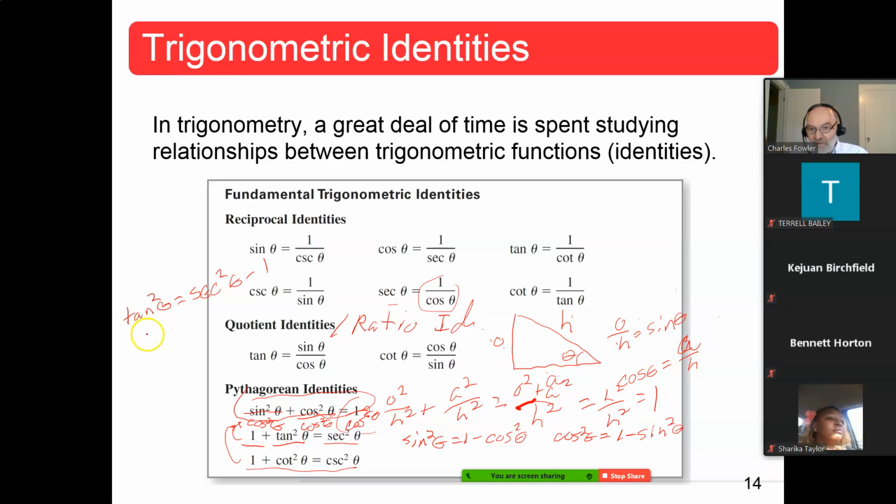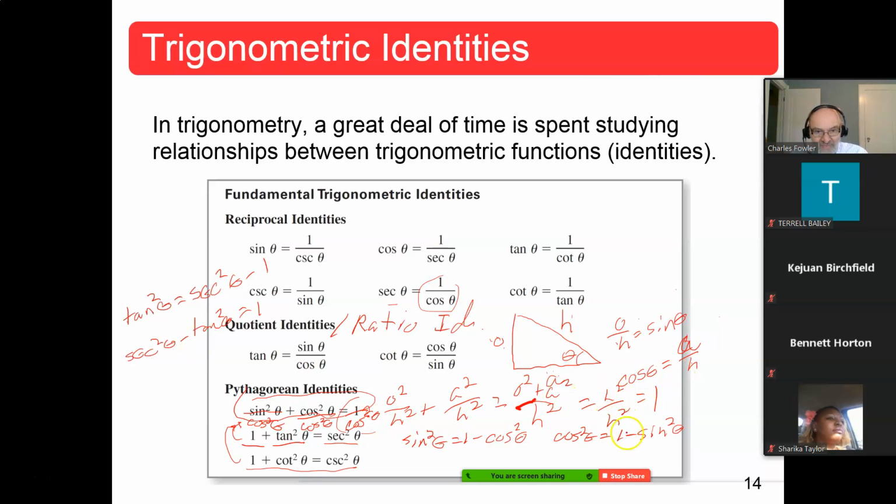Or you could have, now this is a little bizarre, but you could have subtracted tangent squared from both sides, and you would have secant squared theta minus tangent squared theta is equal to 1. Because if you subtract tangent squared, that's weird, but it's true. You could factor this as secant plus theta times secant minus theta. Yeah, all sorts of things you can do.